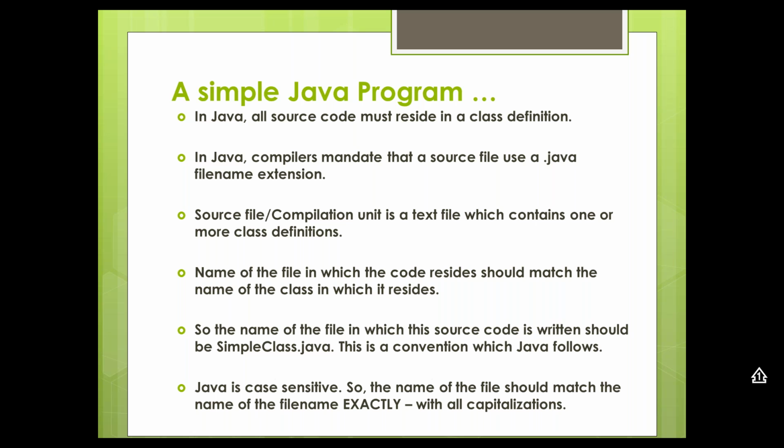And the second thing is all source code must reside in a class definition. We define a class using the class keyword followed by the name of the class, which is followed by open and close flower brackets. And the name of the file must have a .java extension. That's what the compiler mandates. The name of the file should be .java so that the compiler can understand that this is a Java source file, and it compiles the source in the .java file into bytecode.